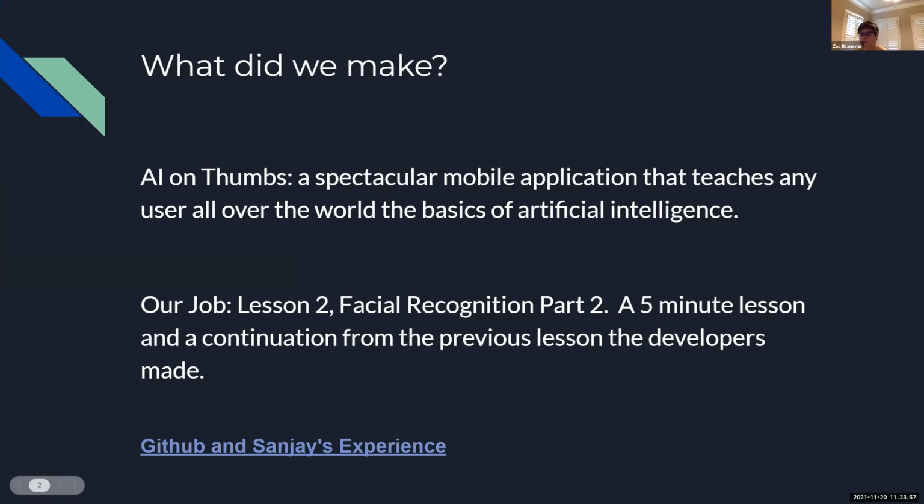We created a mobile application called AI on Thumbs that teaches anybody all over the world the fundamentals of artificial intelligence, ranging from topics such as facial recognition or even machine learning, which is something that we really hope to make in the future. Specifically, we made lesson 2, which is a continuation of lesson 1, based on the second half of their facial recognition lesson.